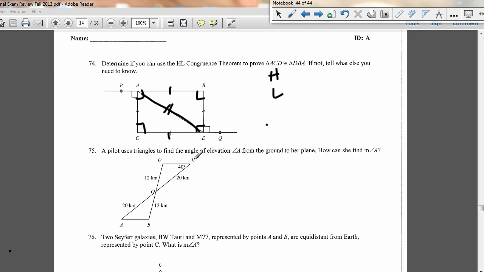If a pilot uses triangles to find the angle of elevation from angle A down here from the ground to her plane, how can she find the measure of angle A? This is 40 degrees. This one and this are going to be the same measurement because of vertical angles.